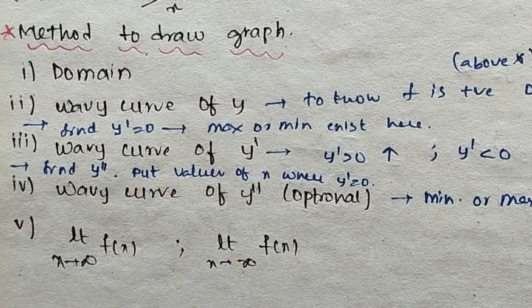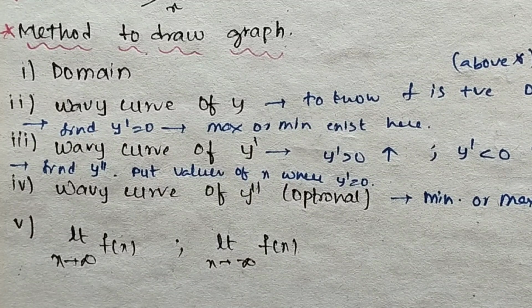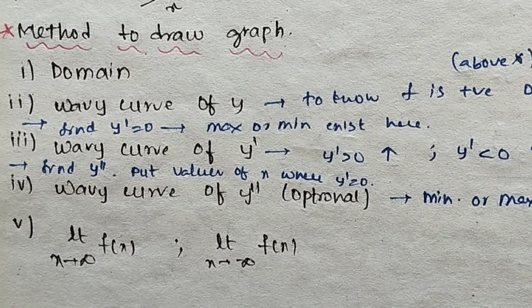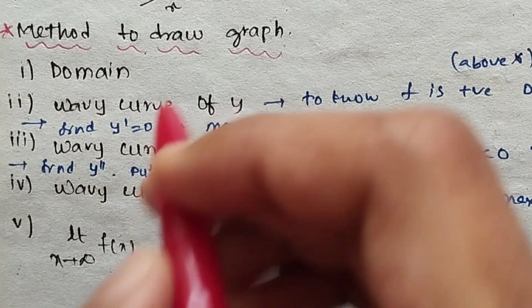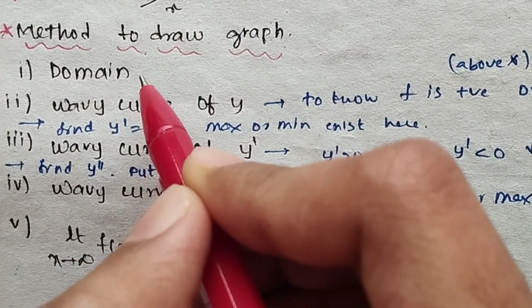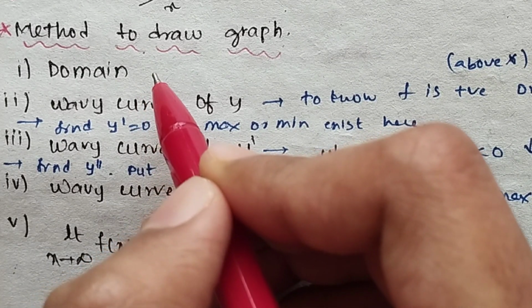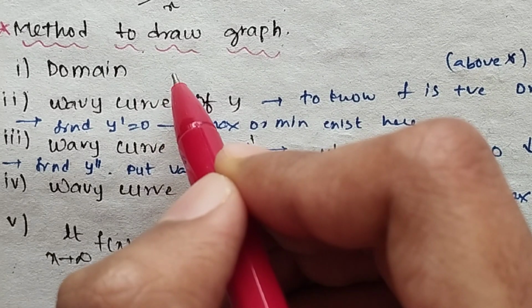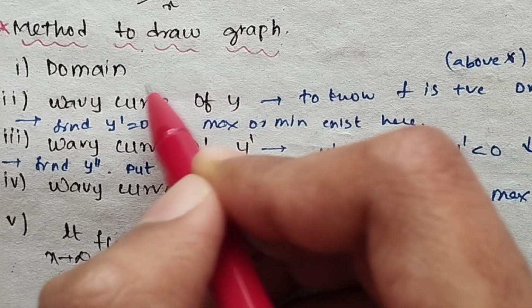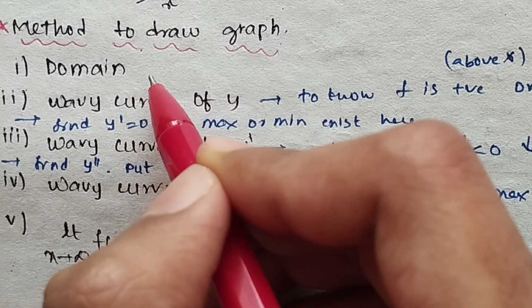The topic is how to draw a graph in mathematics. First, the most important step is to find the domain of the function. Domain is nothing but the values of x for which the function is defined. So before drawing any graph, it is very important to know the values of x for which the function is defined. That is called the domain.